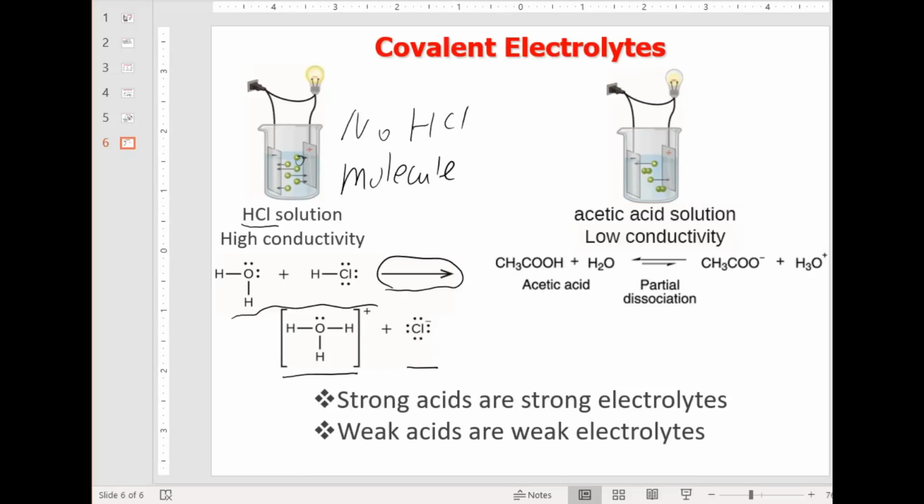In contrast, acetic acid solution has a much lower conductivity. The reason is because only a small fraction of acetic acid can dissociate to form acetate ions and hydronium ions. Generally, strong acids are strong electrolytes. Weak acids are weak electrolytes.